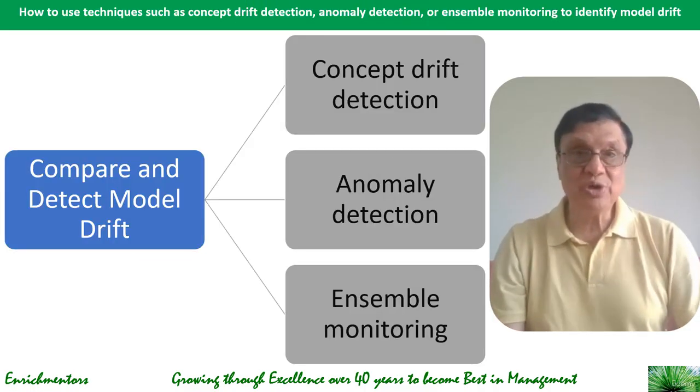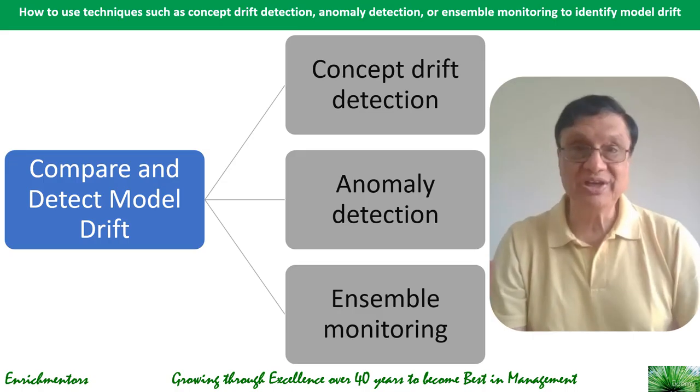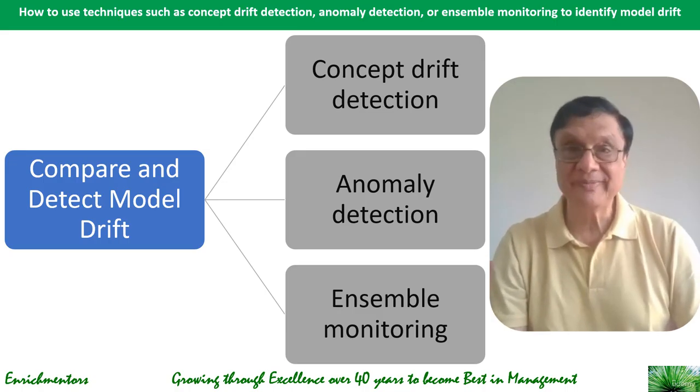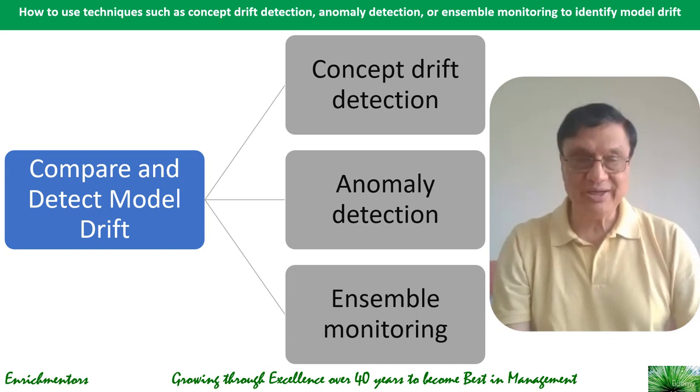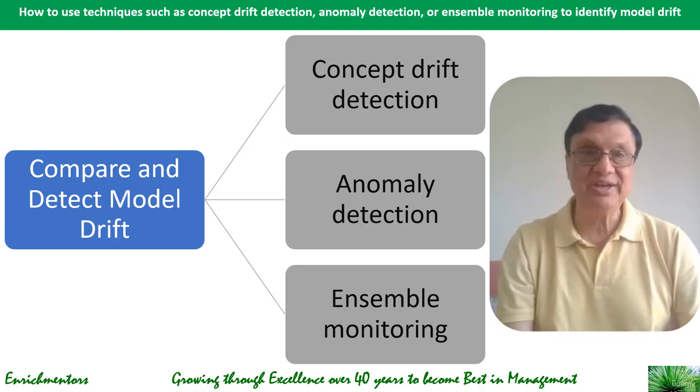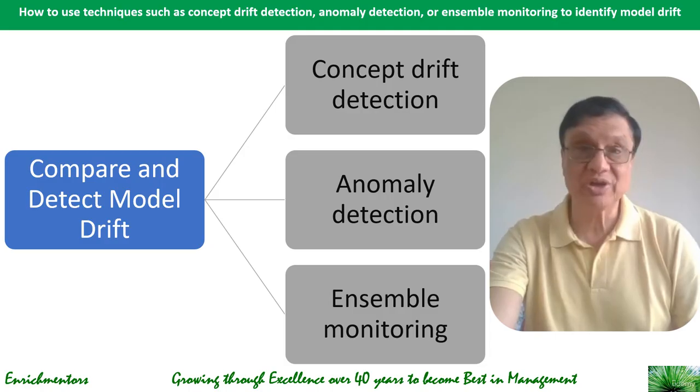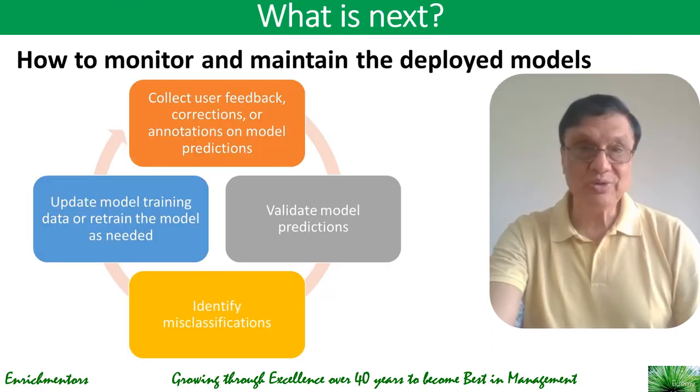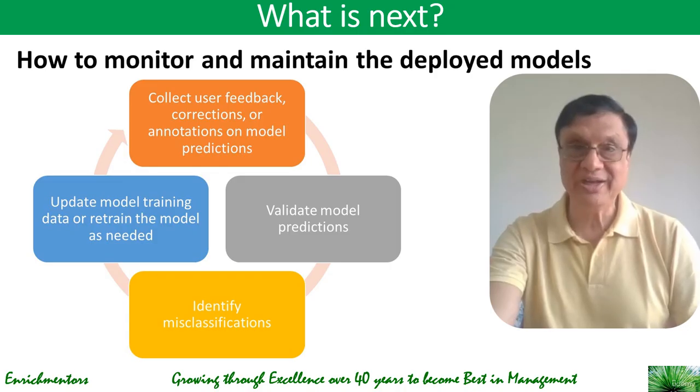By leveraging concept drift detection, anomaly detection, ensemble monitoring, and adaptive monitoring strategies, you can effectively identify model drift and take proactive measures to maintain model performance and reliability in dynamic and evolving environments. Having looked at both types of drift, we will now look at how to monitor and maintain the deployed model, and the remaining steps you need to do, in the next lecture.